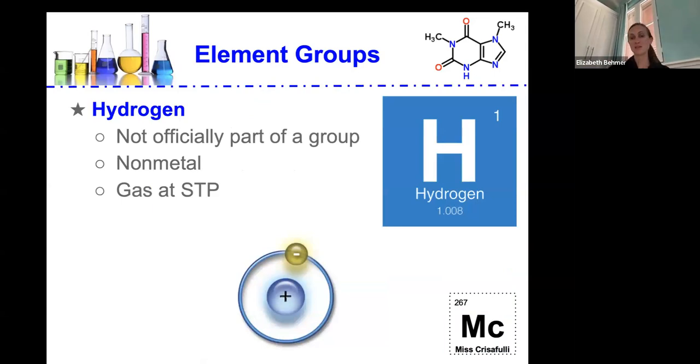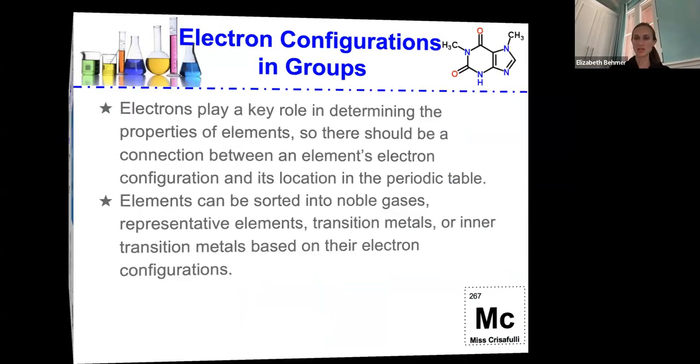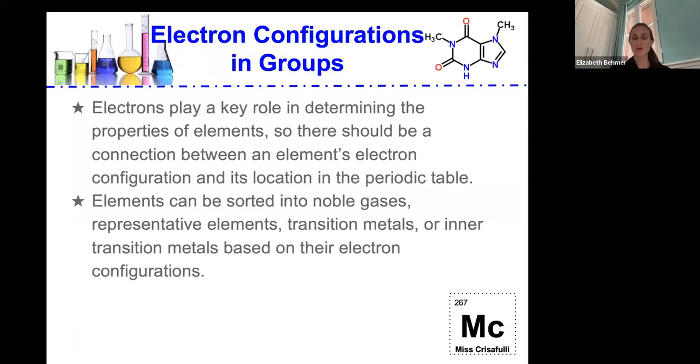Electrons play a key role in determining the properties of elements, so there should be a connection between an element's electron configuration and its location in the periodic table. Elements can be sorted into noble gases, representative elements, transition metals, or inner transition metals based on their electron configurations. The noble gases are shown here, and the electron configurations for the first 4 noble gases are listed below: helium, neon, argon, and krypton. And you can see those electron configurations that we practiced a lot in previous sections.